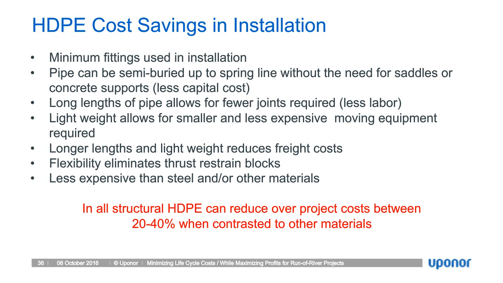There are definitely some cost savings associated with the installation. Minimum fittings are used for the installation. Pipe can be semi-buried up to the spring line without the need for saddles or concrete supports. The long lengths of pipe allow for fewer joints. Light weight allows for smaller and less expensive moving equipment. No cranes are required. Longer lengths and light weight reduce the freight costs. And I mentioned earlier the possibility of nesting different sized pipes. And the flexibility of the pipe reduces restraint blocks. And it's less expensive than steel and other materials, especially when you look at the maintenance cost of one versus the other.